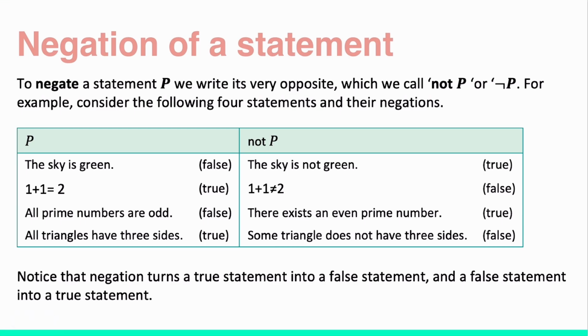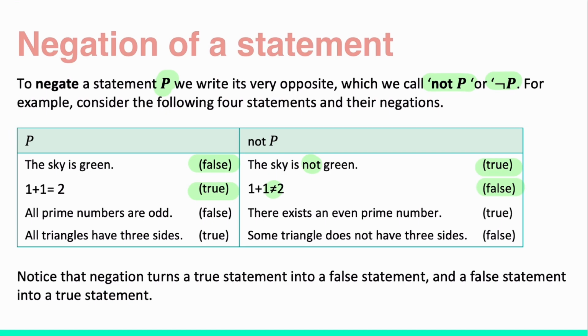Essentially, negation is just to do the opposite. So not. If I were to negate a statement P, it suddenly becomes not P. And if you want to use mathematical notation, we can also write it using this symbol, so not P. Here are some examples. The sky is green. That's false. The sky is not green. That's true. 1 plus 1 is equal to 2. True. 1 plus 1 is not equal to 2. False. So you can see here that the opposite statements, where we insert a not, give me the opposite effect. So one is false, one is true, and so on.